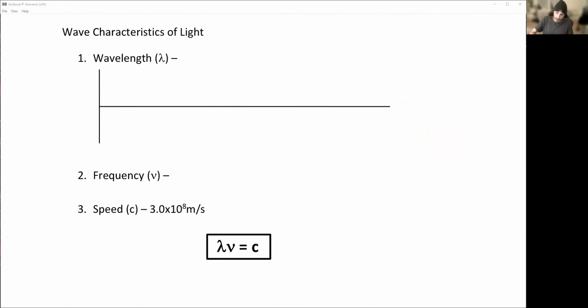So let's start with the idea of an actual wave. So I'm going to create a wave. And one of the most important things to understand is the wavelength when we're looking at a wave. From the peak of one to the peak of the other, that is one wavelength, okay?